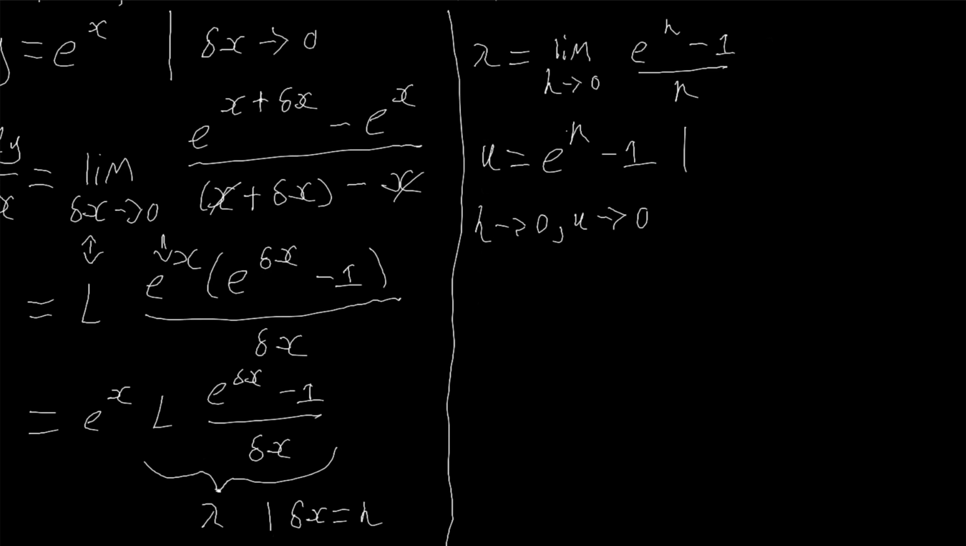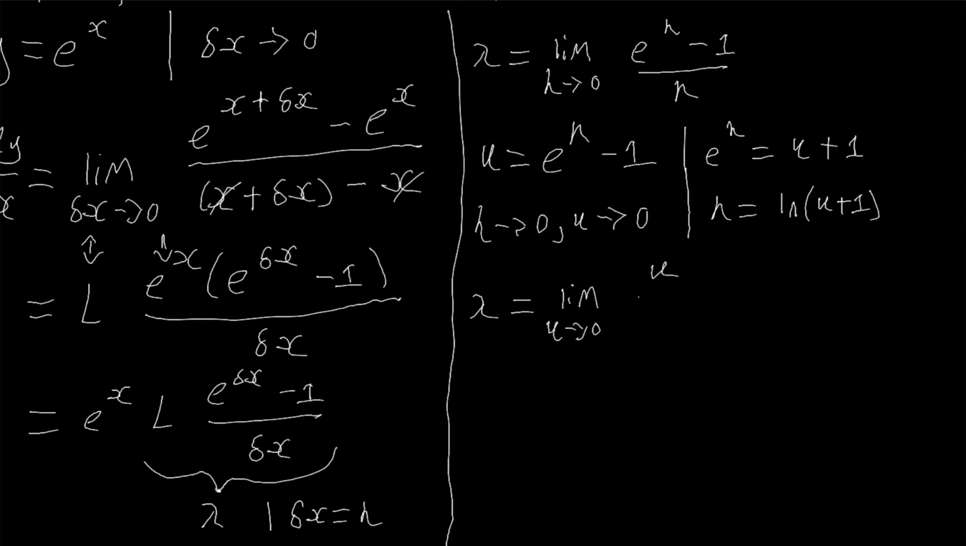Now, we also need to know h in terms of u. We can rearrange this to say that e to the h is going to be equal to u plus 1, and then we can take the natural logarithm of both sides to state that h is going to be equal to ln of u plus 1. Now from here, we can substitute all of this into our original limit, lambda. We can say that lambda is going to be equal to the limit as u approaches 0 of u divided by the natural log of u plus 1.